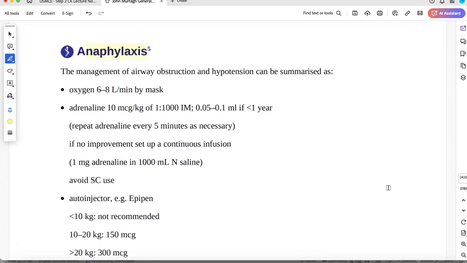Anaphylaxis. No, breath holding attack does not cause any brain damage. It's fine. You don't need to memorize the drug, Dr.